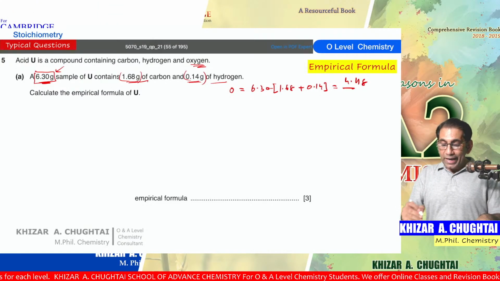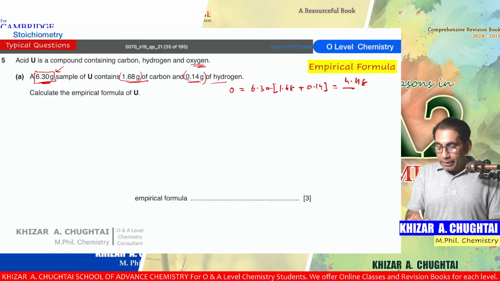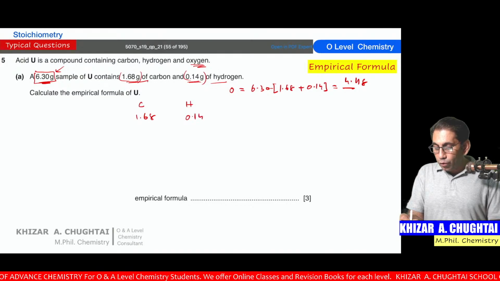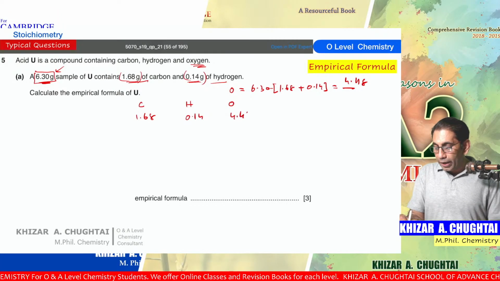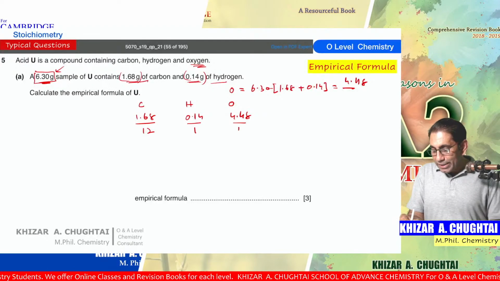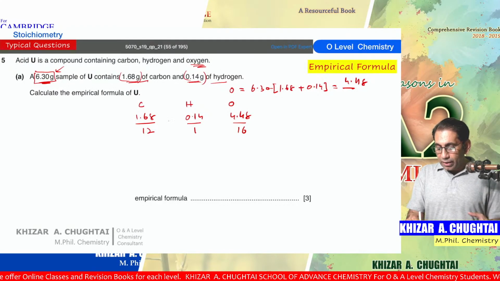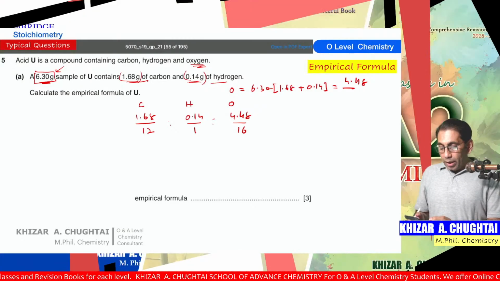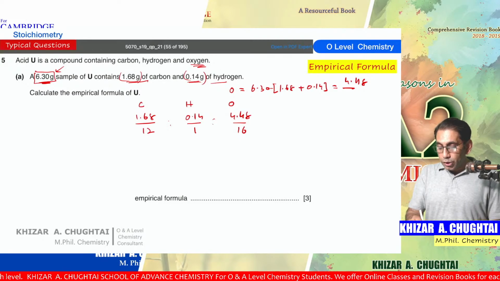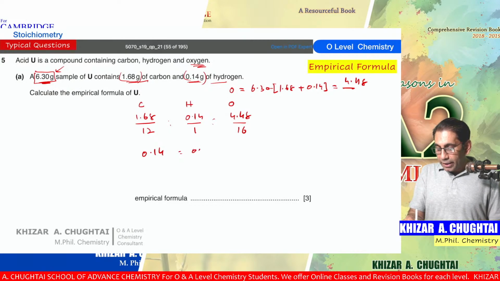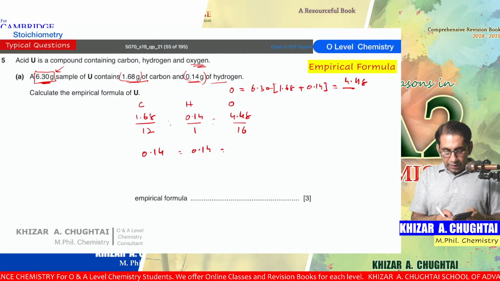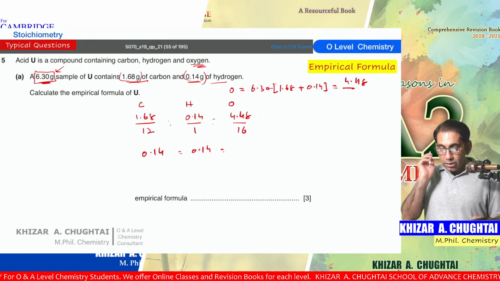4.48. So the rest of the procedure is quite similar. The mass of carbon is 1.68, mass of hydrogen is 0.14, mass of oxygen is 4.48. Divided by their Ar: 12 for carbon, 1 for hydrogen, 16 for oxygen. So what is the answer for carbon? These are basically the ratios. 1.68 divided by 12 gives 0.14. Hydrogen is again 0.14, and the last one is 4.48 divided by 16, which gives 0.28.